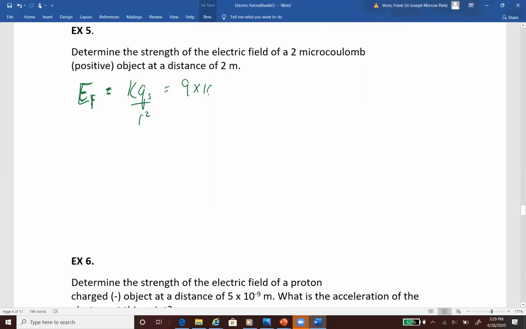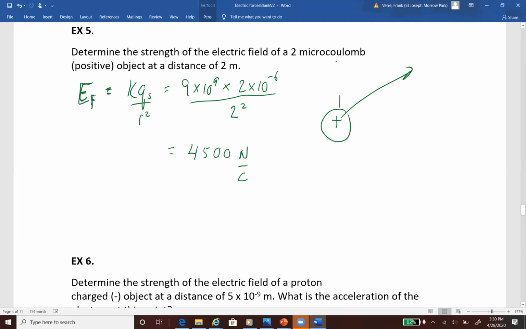So the constant we know is 9 times 10 to the 9. My object is 2 microcoulombs, so it will be 2 times 10 to the negative 6 over the distance squared. So the electric field strength for this object would be about 4,500 newtons per coulomb. That's it.